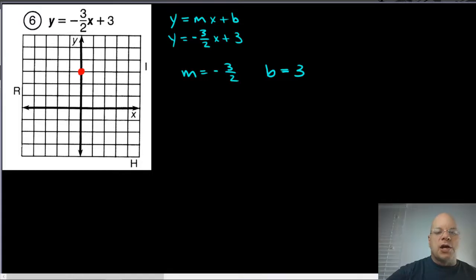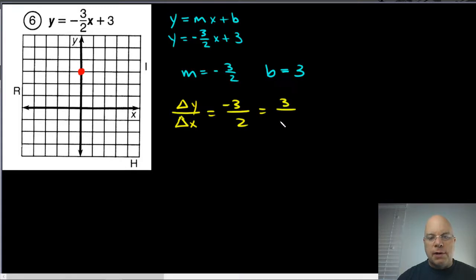Remember, slope is the change in y over the change in x. So in order to get negative 3/2, we can either have negative 3 over 2, or we could have 3 over negative 2. Negative divided by positive is negative, and positive divided by negative is negative. Applying the slope in either one of these ways will give you a point on the line. And I'll show you both ways just to prove that it works either way.